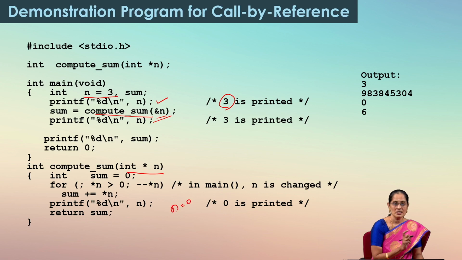In the previous example, when n became 0, the value was not affected in the calling function. But here, when you print the value of n, it will print 0. In the earlier example we saw that the output was 3, but it is 0 now, because whatever changes we make to the formal argument are reflected even in the actual argument, if we are passing the value by reference.